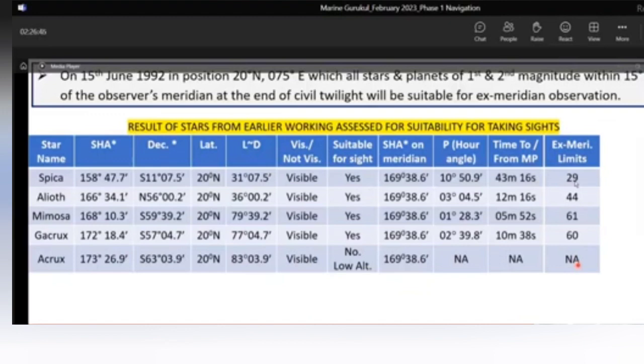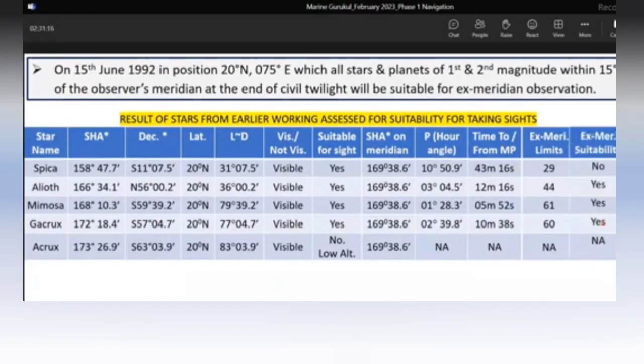Latitude 20 degrees, declination 11 degrees 7. Except for Spica, which is outside the X meridian limits, the other 3 stars, Elliot, Mimosa, and Gacrux, they all are within the X meridian limits, and therefore these 3 stars are suitable for X meridian observation.